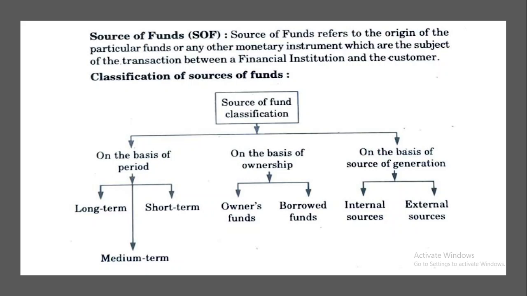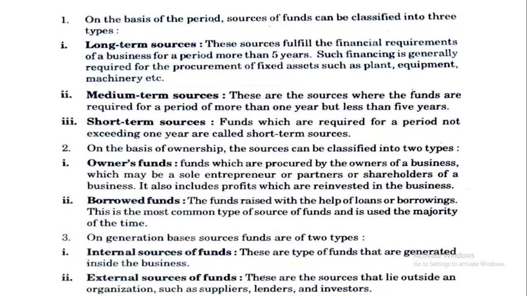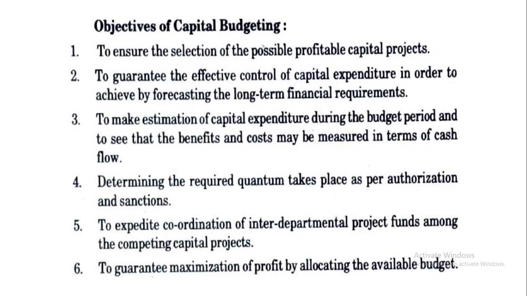First of all, if you classify it on the basis of the period, the source of fund will be classified into three parts: long term, short term, and medium term. If you differentiate on the basis of ownership, again the source of fund has two types: owner fund and borrowed fund. If we classify the source of fund on the basis of the source of generation, again there are two parts: internal sources as well as external. So these are the different classifications of sources of funds that we have discussed here.